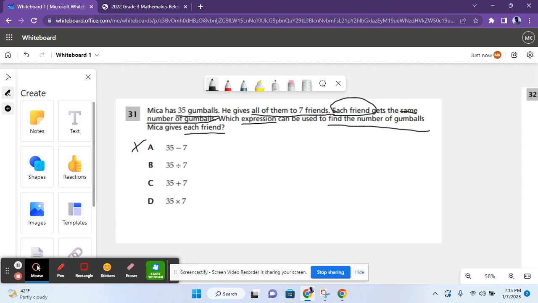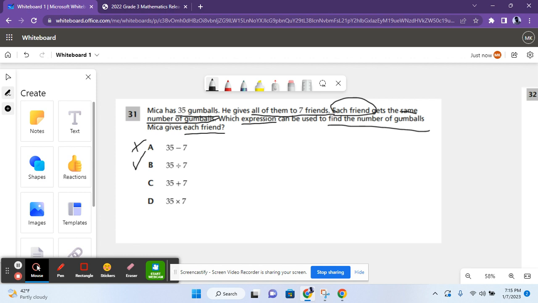For B, it says 35 divided by 7. For 35 divided by 7, you're distributing 35 into 7 groups. Each group can represent a friend. So you're equally distributing 35 to 7 friends. So B is a potentially correct answer.